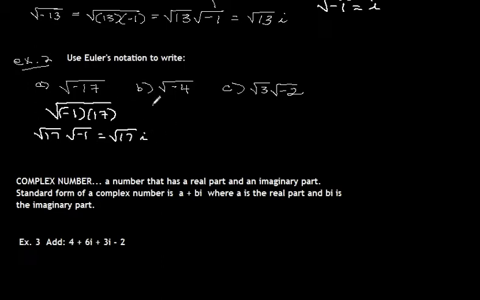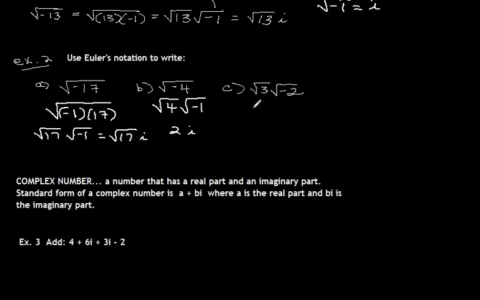So here's a different one. Square root of 4 times the square root of negative 1. Square root of 4 is 2. The square root of negative 1 is i. That's that. Most people like these. These are a lot more fun than the completing the square.